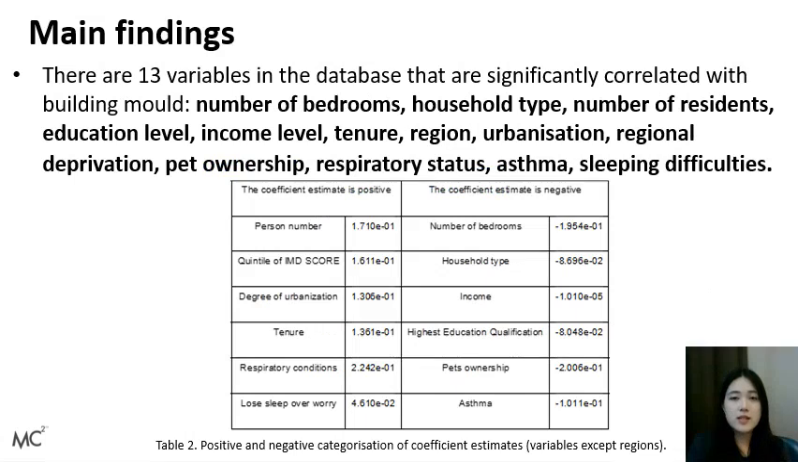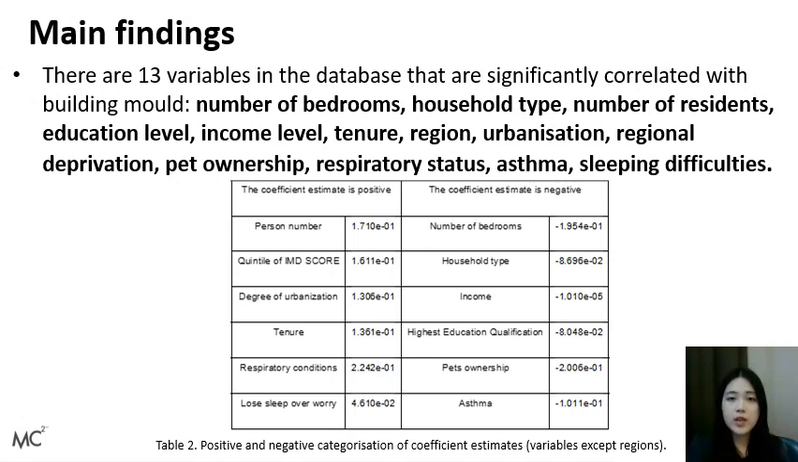Through the analysis, I found 30 variables that significantly correlated with building mould. These include number of bedrooms, household type, number of residents, education level, income level, tenure, region, urbanization, regional deprivation, pet ownership, respiratory status, asthma, and sleeping difficulties.